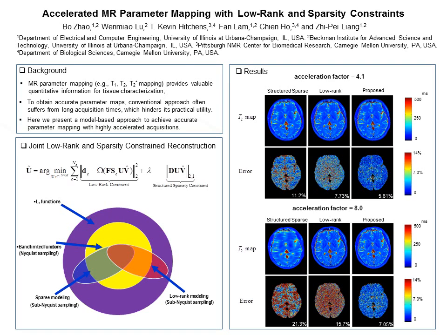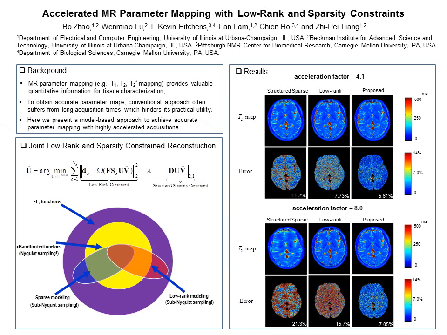In this work, we developed a model-based approach to enable accurate MR parameter mapping from highly undersampled data. As we know, MR parameter mapping, like T1 mapping or T2 mapping, provides important quantitative information for tissue characterization. But to obtain accurate parameter maps, the conventional approach acquires a relatively large number of images with different contrast weightings. This often leads to long acquisition times, especially for applications requiring high spatial resolution or broad volumetric coverage.